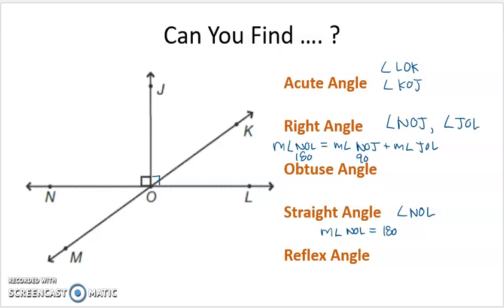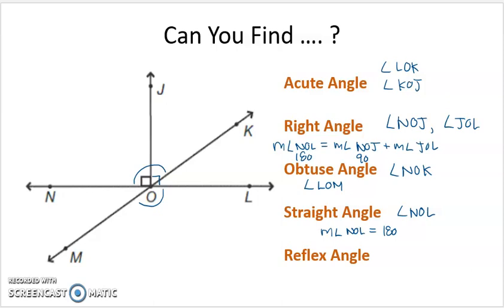An obtuse angle would be angle NOK. Can we find others? Yeah, how about angle JOM? So NOK being this portion of the angle. Angle LOM, this portion of the angle, would also be obtuse. We've already identified the straight angle. And lastly, the reflex angle.